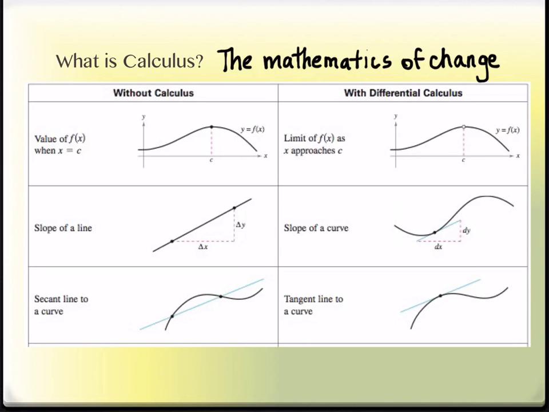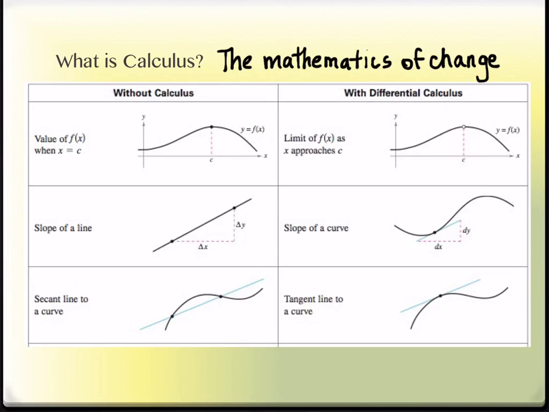Without calculus, we're able to find slope. We specifically find the slope of a line, right? We take 2 points on it. We have this cool formula, y2 minus y1 over x2 minus x1, and we find its slope, right? That's pre-calculus. You probably started it somewhere in middle school, okay?